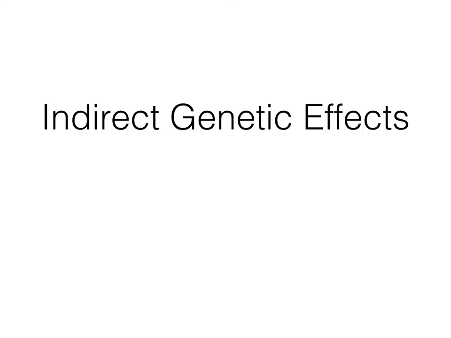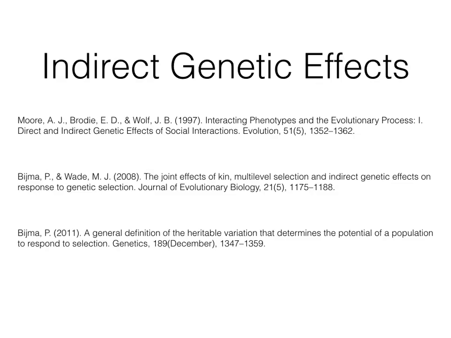Okay, so let's talk about indirect genetic effects. So I'm going to go into some detail on indirect genetic effects models just to set up the structure of the niche construction model. I'm going to focus on three papers in particular. So the first is by Moore et al. in 1997. The second two are by Bijma. So Bijma and Wade, 2008, and Bijma as a sole author in 2011. And these are really different ways of modeling indirect genetic effects. But I'm going to draw from all of them.